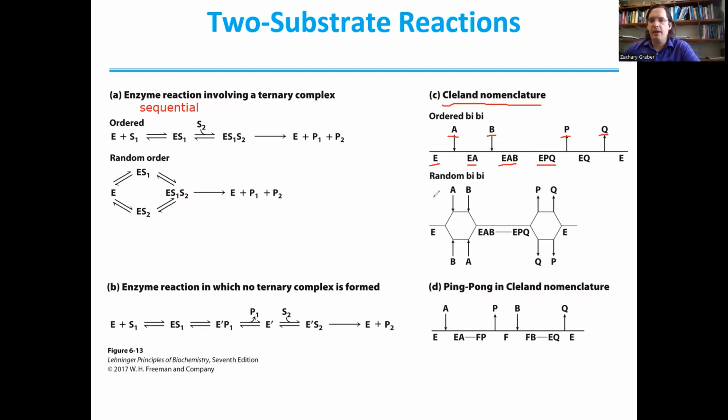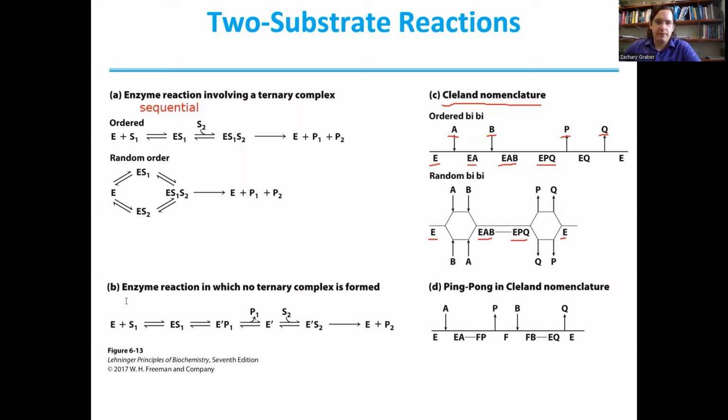We can also have a random Bi Bi down here. So we have our enzyme, and then we have two possible paths where either A could bind first and then B, or B could bind first and then A. They both result in our ternary complex. We then have our reaction, and then a random order for which product is released. So again, it's just a quick way of showing what order our substrates are coming in, what order they are leaving.